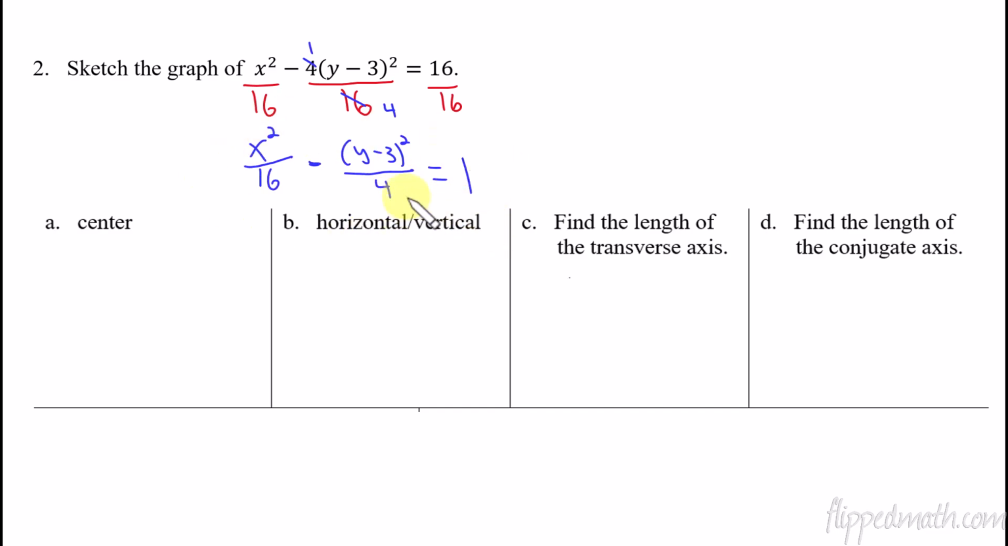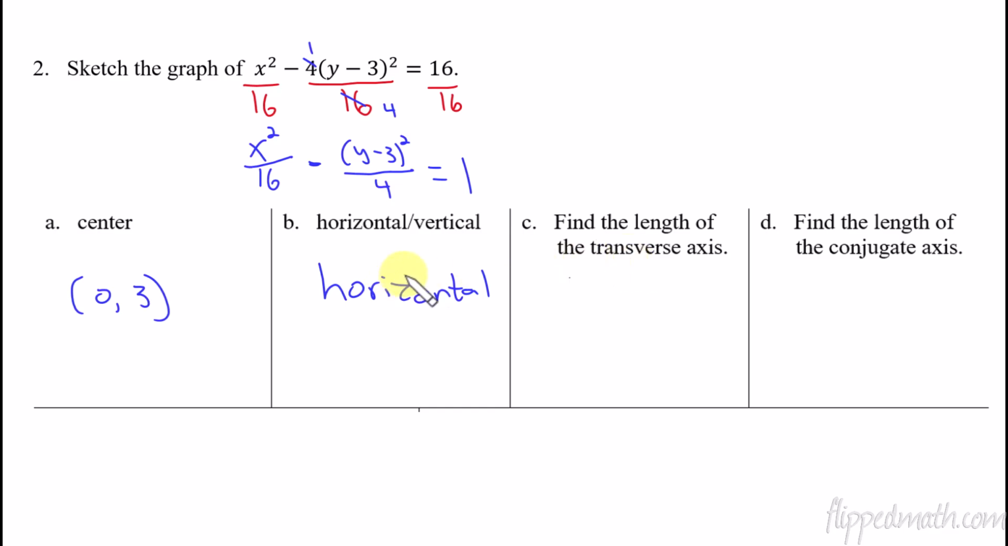Now I have this nice standard form, and I can start identifying what I need. The center, what's with the x? 0, comma, and then the y is a 3. Is it a horizontal or vertical? Which one's positive? The x is positive, so it's going left and right. It is a horizontal hyperbola. I feel like I keep saying ellipse. Bad habit. I hope I wasn't saying ellipse right there. Horizontal hyperbola.